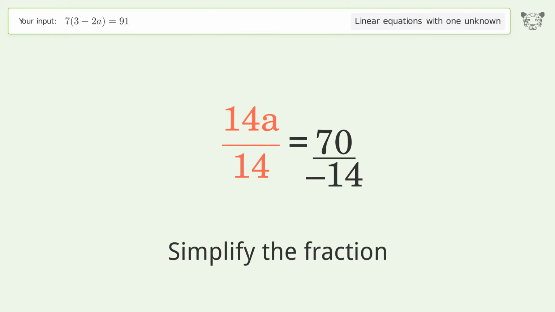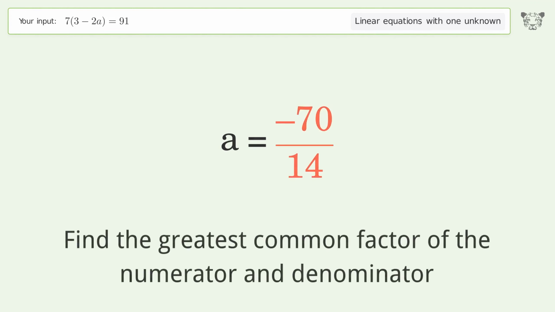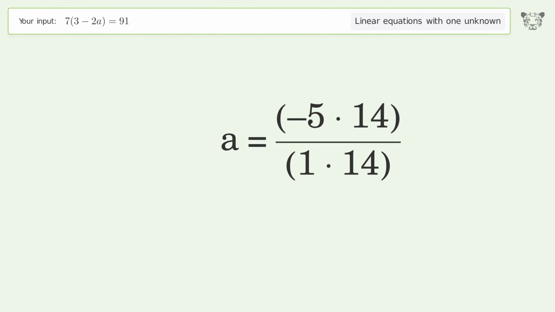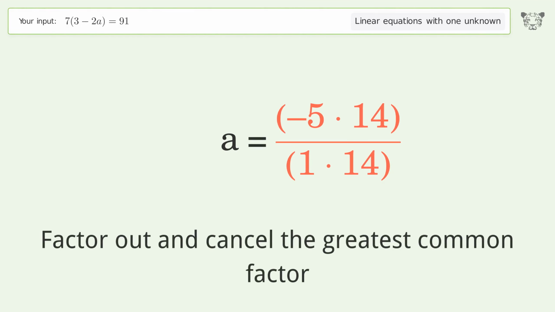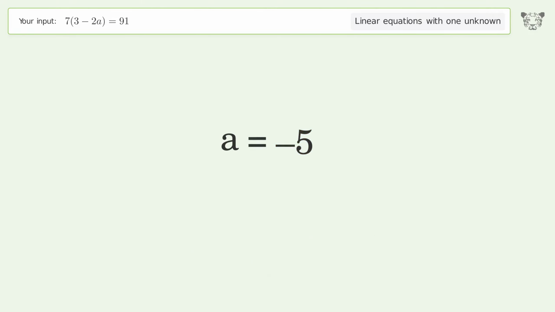Simplify the fraction. Move the negative sign from the denominator to the numerator. Find the greatest common factor of the numerator and denominator. Factor out and cancel the greatest common factor. And so the final result is a equals -5.